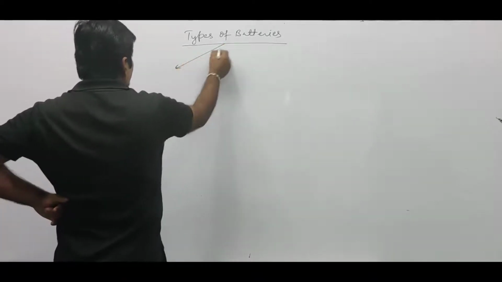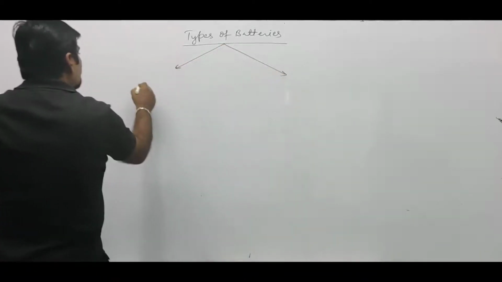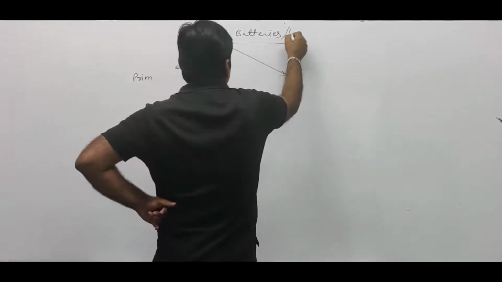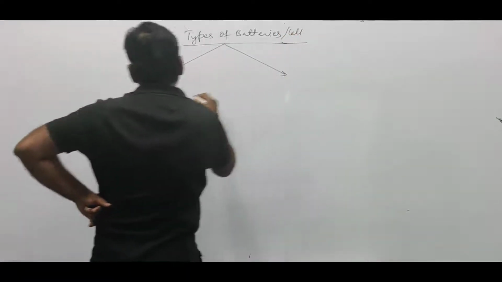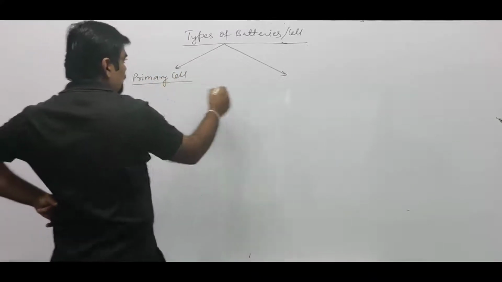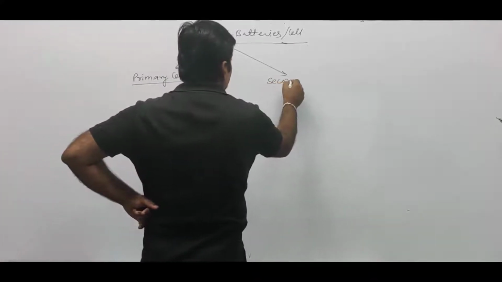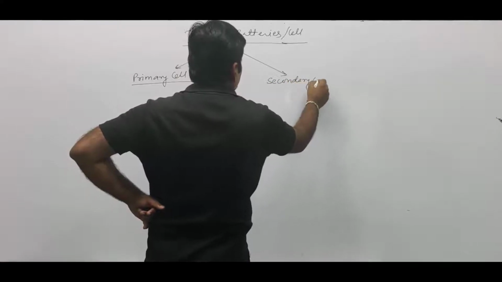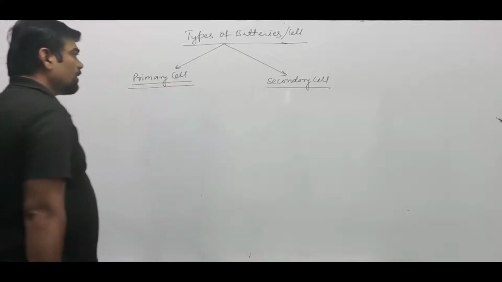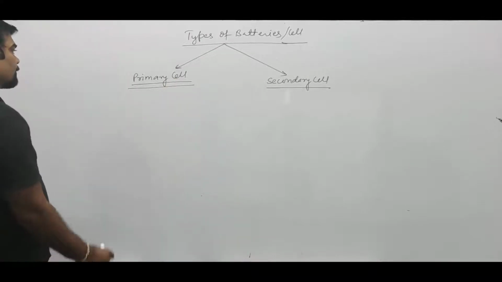There are two types of batteries we are using. One is called the primary cell, and the other is the secondary cell. First is the primary cell and another is the secondary cell.